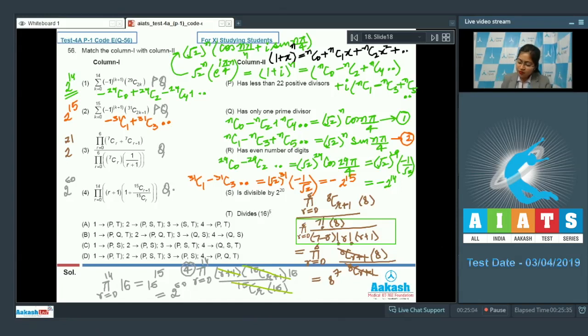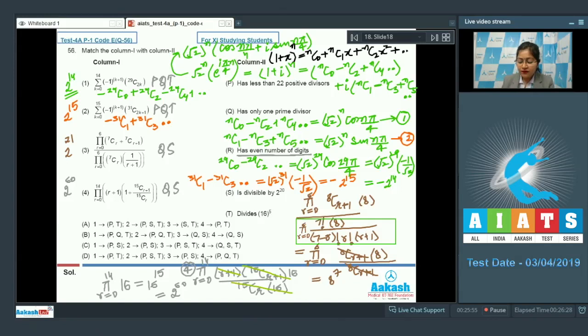Now we will talk about option R later on. Now S says that it is divisible by 2 raised to the power 20. Which of the numbers are divisible by 2 raised to the power 20? This and this one. Also, T will come in here and here, right? Now we are left with option R.